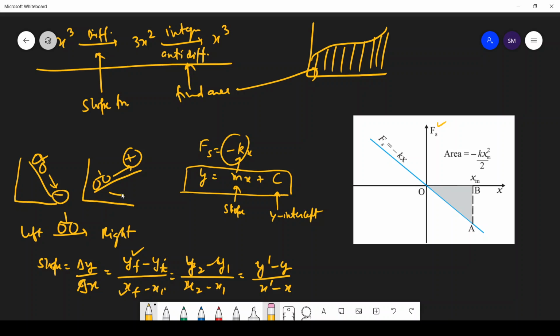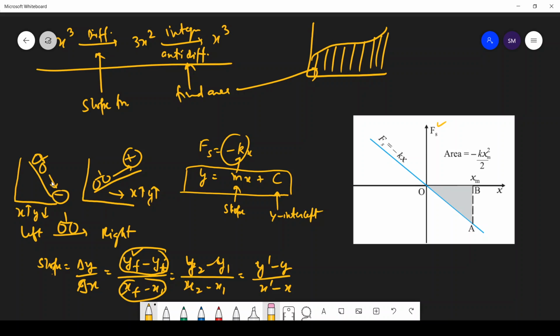So it means when you are moving in this direction, if x is increasing, y is also increasing. But negative slope means x is increasing but y is decreasing. That is why yf will be smaller, so this will be negative, and xf will be greater, so this will be positive. So negative upon positive is negative. That is why we have a negative slope over here. If both are increasing or both are decreasing, then it will be a positive slope. But if any one of them is decreasing, then it's a negative slope.